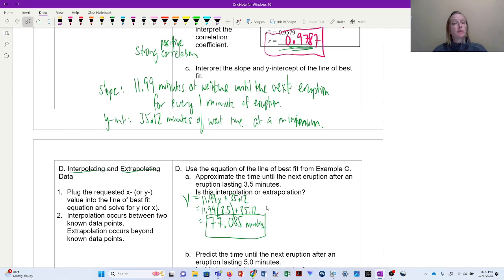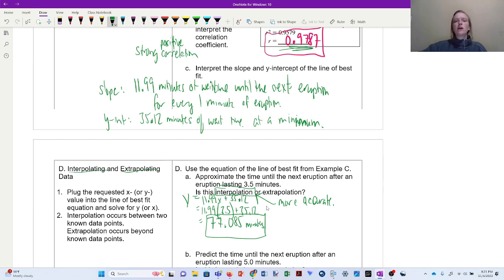Now, is this interpolation or extrapolation? We've already said that this is interpolation, and it turns out that interpolation is more accurate than extrapolation because you have certain data points on either side of the value that you're investigating. You can just be more sure that the pattern that you've identified, in this case linear, does hold true for that value that you're investigating. So this is more accurate.